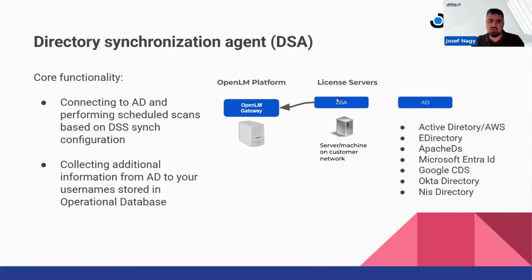In case we are not monitoring a specific attribute by default, you can change it in the DSA settings. So you can basically get any attribute from the Active Directory and put it into the OpenLM database.